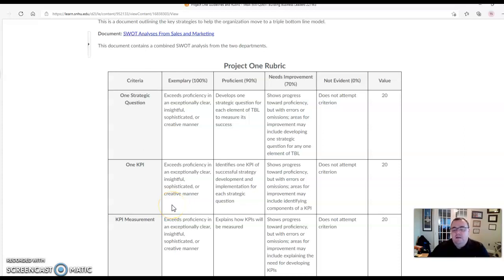Same thing for KPI measurement. It explains how KPIs will be measured. There's a method for doing KPIs. It's called SMART. Make sure they're specific, they're measurable, they're actionable. Please look that methodology up and apply it here, right?